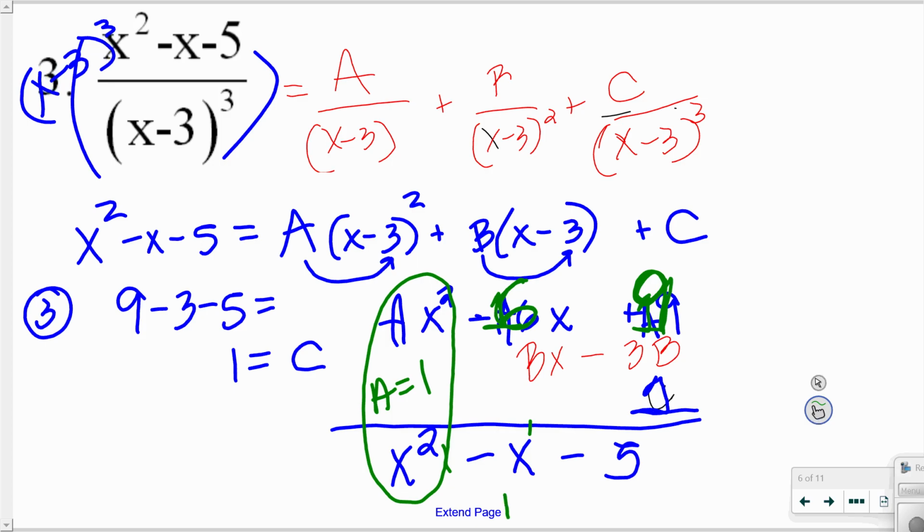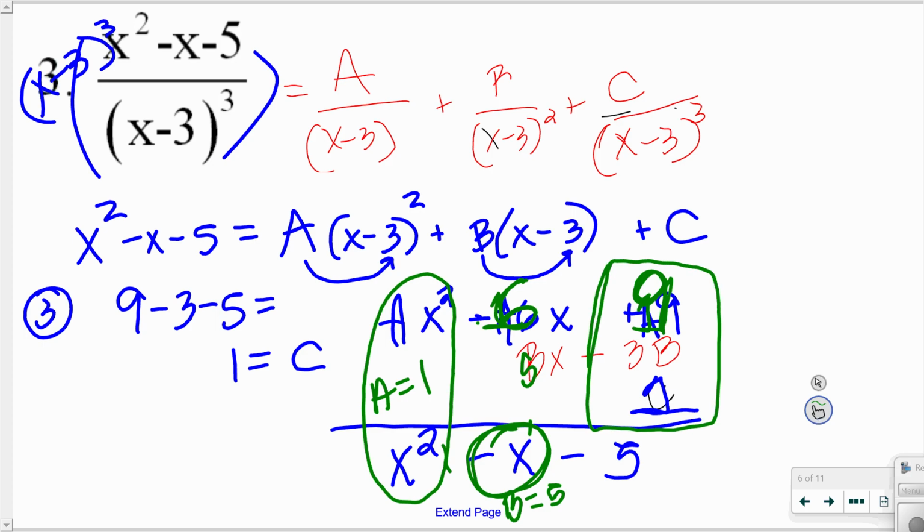Isn't B 5? Right? Because negative 6 plus 5 has to equal negative 1. So B is 5. I didn't use this row at all to solve it, so that's a check. 9 minus 15 plus 1 is supposed to be negative 5. It is, so it checks.